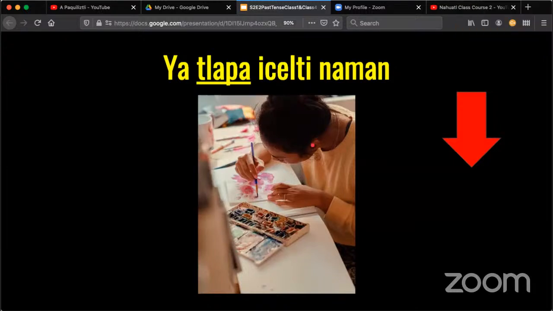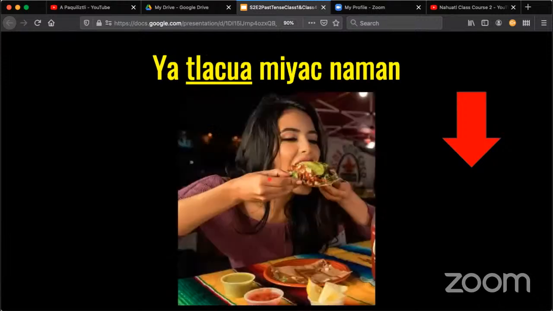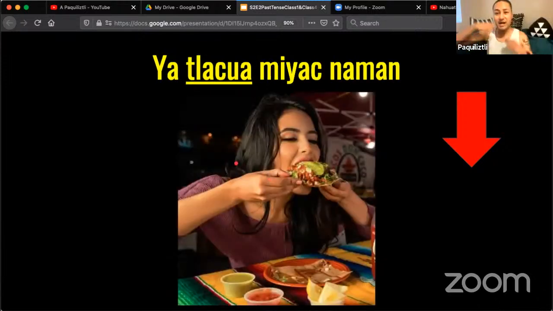I think from last week, it's by him or herself. Kena, ¿cuál? So you remembered. Ya tlapa iselti naman. ¿Cuál? So she paints by herself. Now, ¿cuál? Ya tlaqua miak naman.